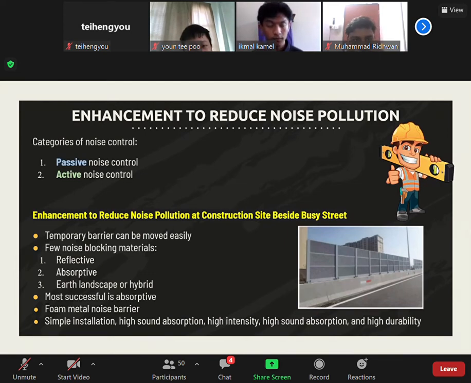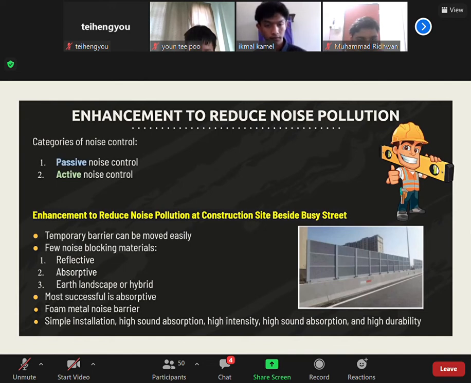And for enhancement to reduce noise pollution at a construction site beside a busy street, it is best to install a temporary barrier that can be easily moved or pulled out of the way when it is not in use. And then there are three types of noise blocking materials, which are reflective, absorptive, earth landscape, or hybrid. And as the most successful noise barrier, sound absorptive materials are often used.